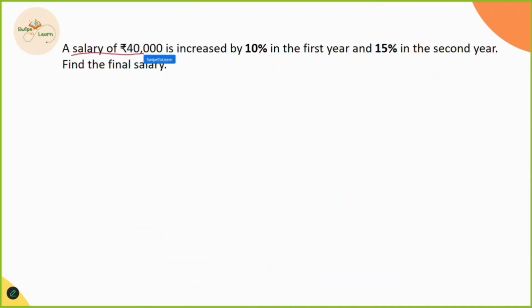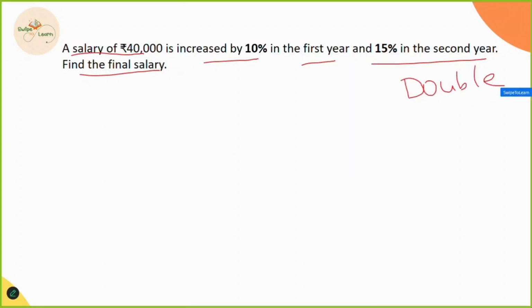A salary of 40,000 is increased by 10% in the first year and 15% in the second year. Find the final salary. Okay, there is a double increase of salary, a double percentage increase. We have two consecutive increases in percentage. That means we can't simply add 10% and 15% and say that there is an overall increase of 25%. No, that's wrong.